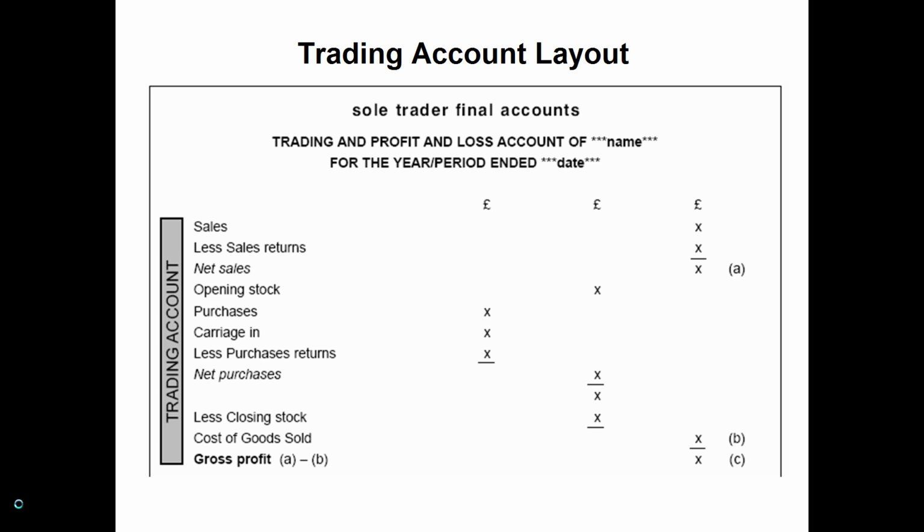middle column. And the last section there is to work out the cost of goods sold, so that closing stock comes away from the subtotal and the answer goes in the credit in the far right column, which is labelled here as B, or column B, and it's cost of goods sold. So that is the total cost of goods sold, and then the last step for this trading account is to take that away from figure A, which is the net sales, and that gives us gross profit. So in this example, this is net sales minus cost of goods sold, which will give you gross profit.